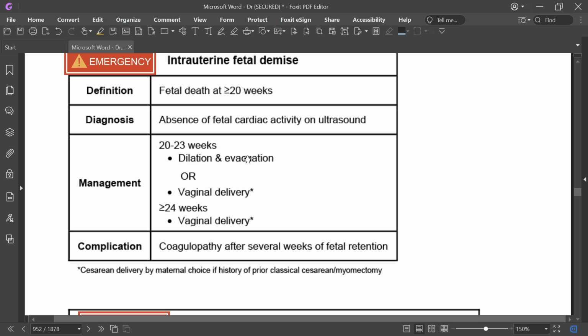At 20 to 23 weeks, management is dilatation and evacuation or vaginal delivery. More than 24 weeks, vaginal delivery.